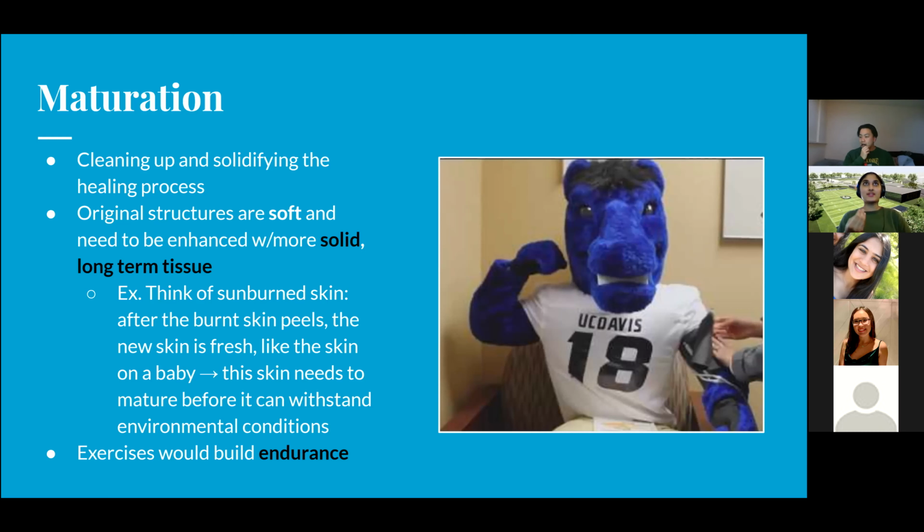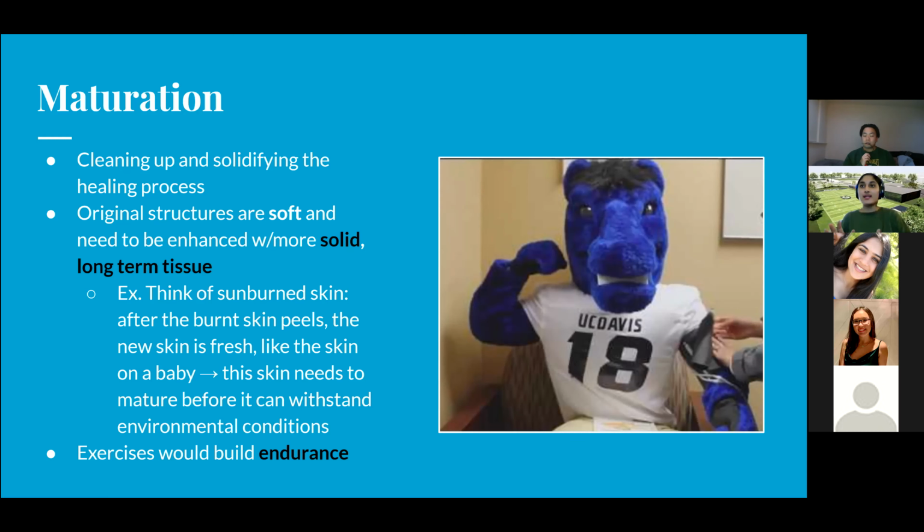So I like to think of it this way. Once your tissue has completely healed, that tissue is really soft, right? And so if you're a Division I athlete, you can't jump right back into practice with that ligament because it's too soft, right? So we need to enhance the torn or injured tissue with more solid and long-term tissue, right?